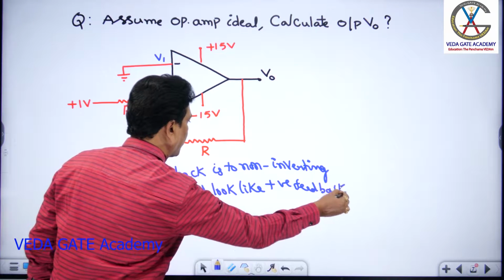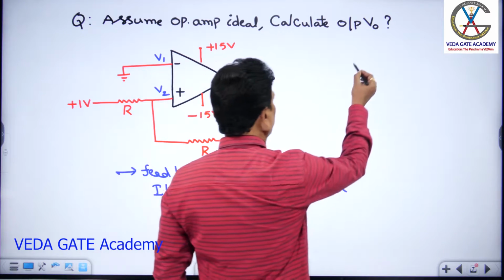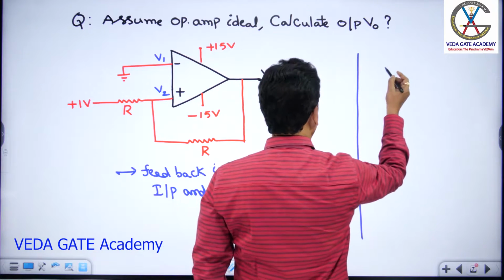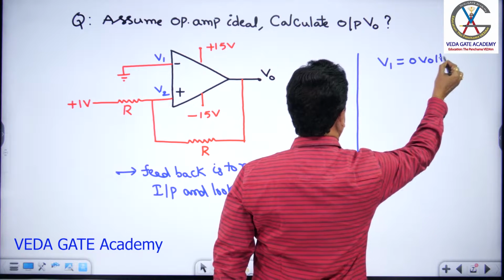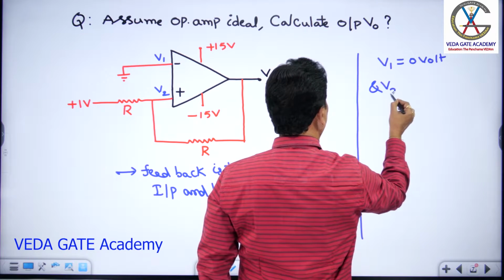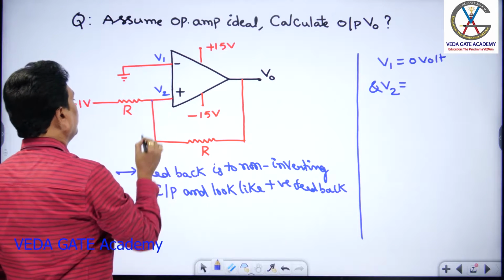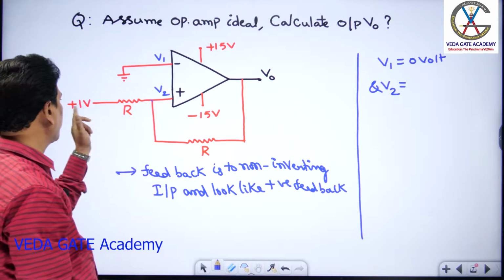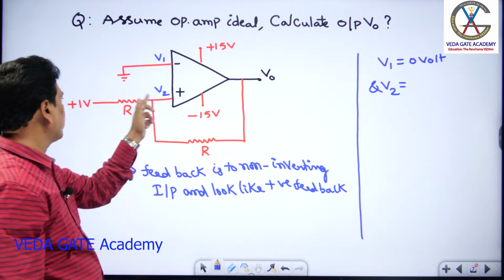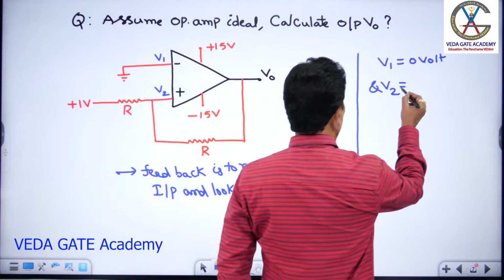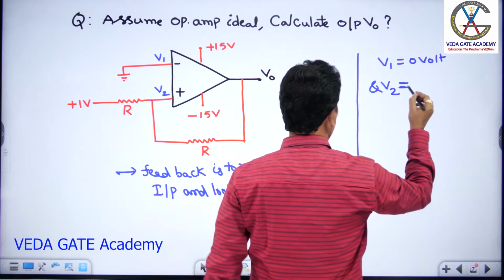So now I can examine what the VAD value is here. V1 is 0, the inverting node voltage is 0 volt, directly grounded. And the non-inverting node to ground has a resistance and a 1 volt supply. As compared to the input resistance of the op-amp, this resistance R is negligible, so V2 is close to 1 volt.